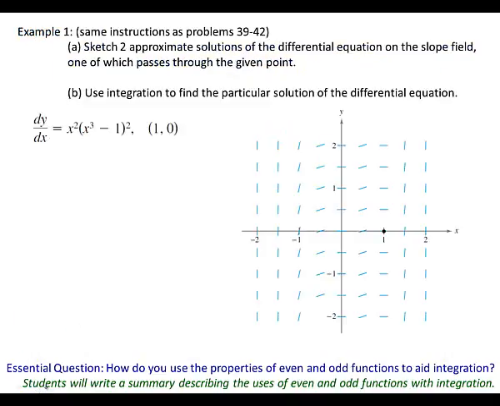The first thing we're supposed to do is sketch two approximate solutions of the differential equation on the slope field, one of which passes through the given point. Then we're going to use integration to find the particular solution of the given differential equation. These words come up all the time on the AP tests, and I really emphasize that. Particular solution means I have to solve for c, the plus c part. You see how they're given a whole bunch of little slopes? That's what the slope of your graph is supposed to look like.